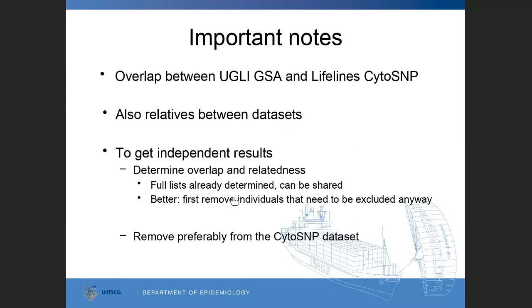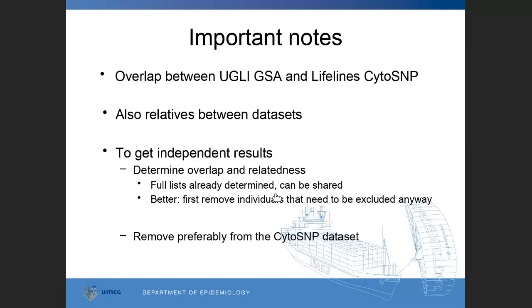So we have to determine the overlap and relatedness between the data sets, between the GSA and the CytoSNP data, because as we said before, it's not advised to combine the data and analyze them together. So you have to determine the overlap and relatedness.